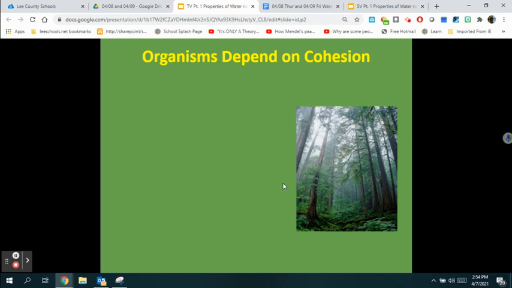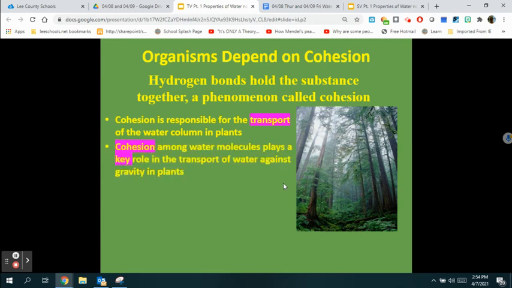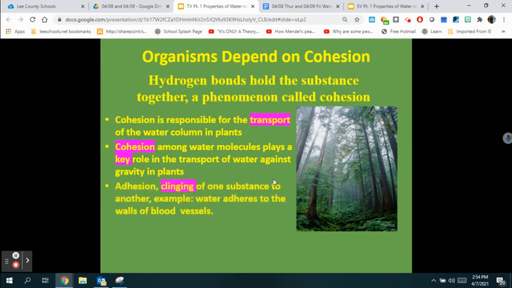Organisms depend on cohesion. Hydrogen bonds hold the substance together, a phenomenon called cohesion. Cohesion is responsible for the transport of water columns in plants. Cohesion among water molecules plays a key role in the transport of water against gravity in plants.